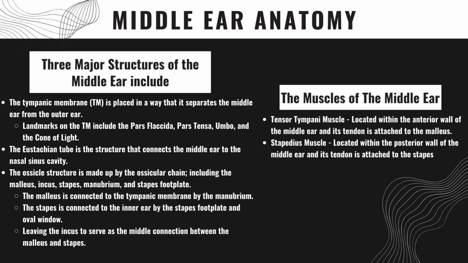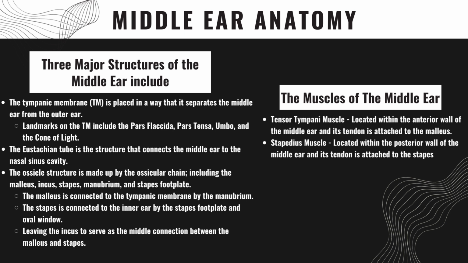The malleus is connected to the tympanic membrane by the manubrium. The incus is connected to the inner ear by the stapes footplate and the oval window, leaving the incus as the middle connection between the malleus and the stapes.